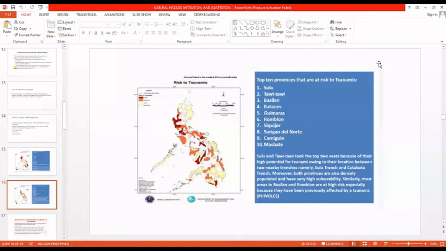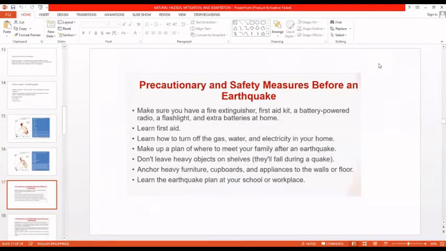Di ba pansin niyo class, ang lahat ng nasa provinces that are at risk to tsunamis ay yung mga lugar na malapit sa baybayin. So what we will do before an earthquake?